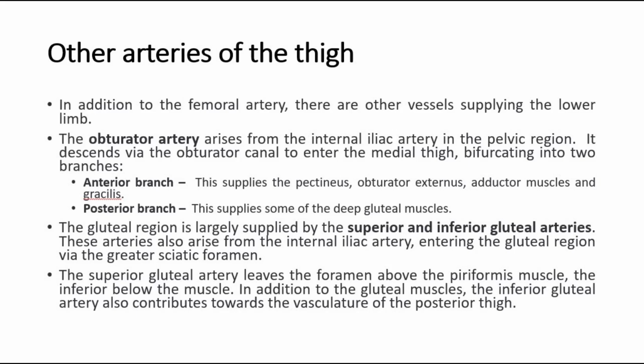The gluteal region is largely supplied by the superior and inferior gluteal arteries. These arteries also arise from the internal iliac artery, entering the gluteal region via the greater sciatic foramen. The superior gluteal artery leaves the foramen above the piriformis muscle, the inferior below the muscle. In addition to the gluteal muscles, the inferior gluteal artery also contributes towards the vasculature of the posterior thigh.